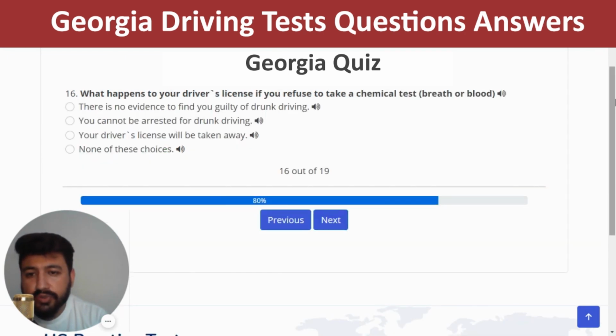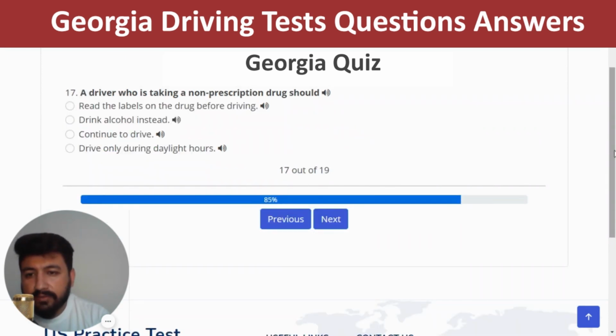Next. What happens to your driver's license if you refuse to take a chemical test, breath, or blood? The right answer of this question is, your driver's license will be taken away. So I'm going to click on the third option. Next. A driver who is taking a non prescription drug should. The right answer is, read the labels on the drug before driving.